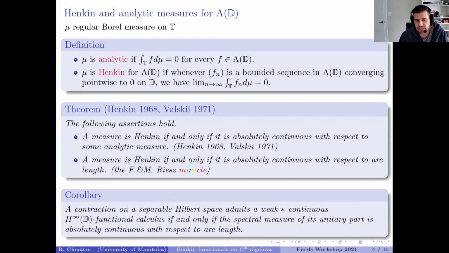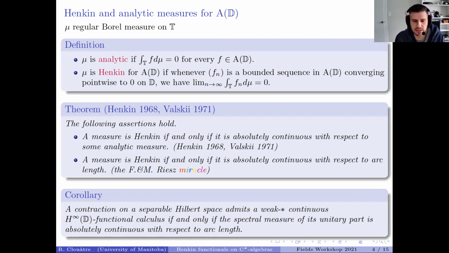And by the way, this kind of explains the terminology. So a standard terminology for the class of contractions with a nice functional calculus like this is that you call them absolutely continuous. And this corollary justifies the terminology, right? It is because that is the criterion. All right, so this is the story in one variable.